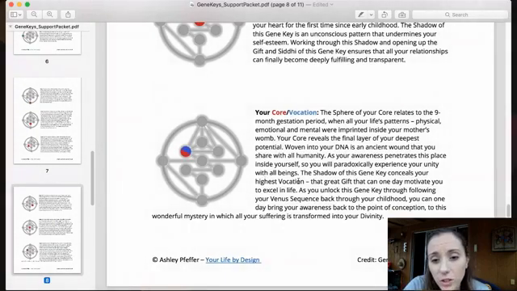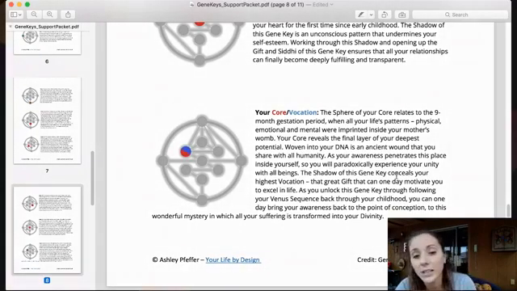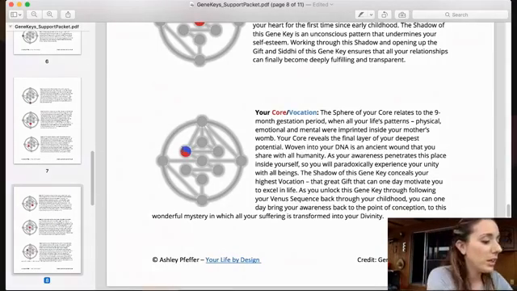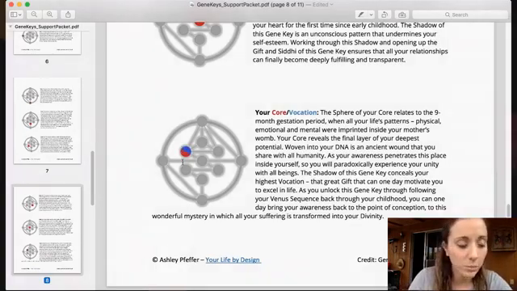It's your highest vocation. The shadow of this gene key conceals your highest vocation, as you unlock this gene key by following your Venus sequence back through your childhood. See, we've got the IQ, EQ, SQ, and then you finally open your heart and decide that you're going to transform your suffering into your divinity. You're bringing your awareness back to that point of conception. And in the 22nd gene key, I'm going to talk about the lines, because I think it's really valuable and important to see.